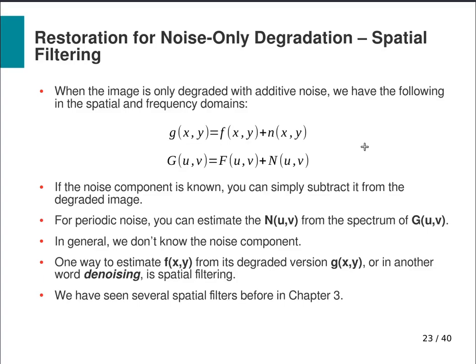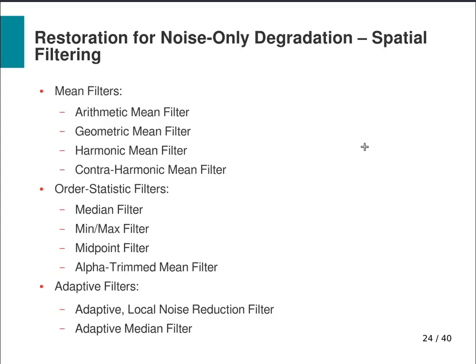The way to estimate the original image from its degraded version is usually called denoising. And this is done in the spatial domain by spatial filtering. We have seen some spatial filters before, so in this lecture we will go over more of these types of spatial filtering.